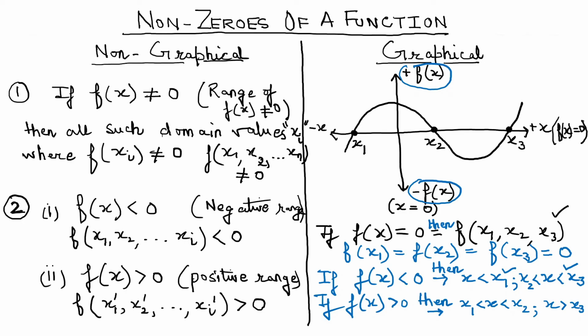So then, consequent to that, you'll get the restricted domain in terms of intervals. So the non-zeros will highlight the intervals and the zeros will talk about the specific values at which the function attains a 0.